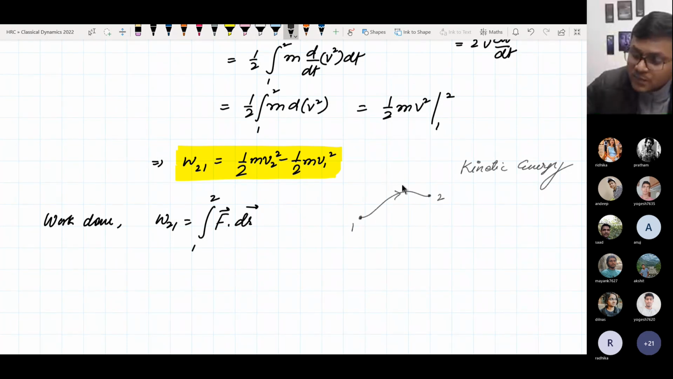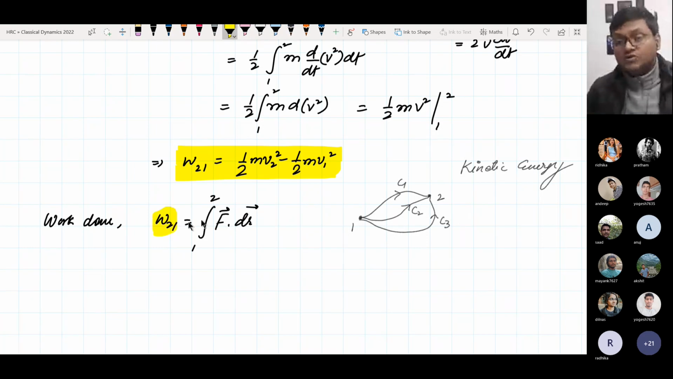Like if it follows this path C1, it may have a different value. If it follows this path C2, it may have a different value. If it follows this path C3, it may have a different value. So in certain situations, this work done as an object goes from 1 to 2 following different paths will have different values. But in certain situations, doesn't matter which path they follow, it has the same value as long as the endpoints are the same. So this leads to two different scenarios, and it ultimately boils down to the nature of the force involved. So this leads to the two situations of two kinds of forces involved.